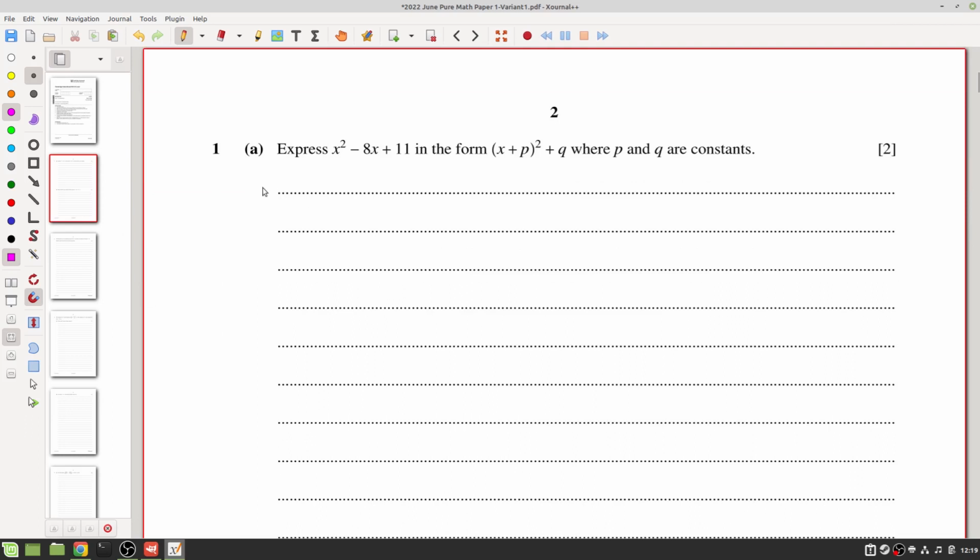All right, first question. Express x squared minus 8x plus 11 in the form (x plus p) squared plus q, where p and q are constants. So this is just completing the square.